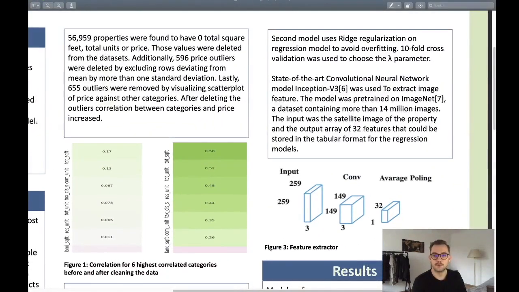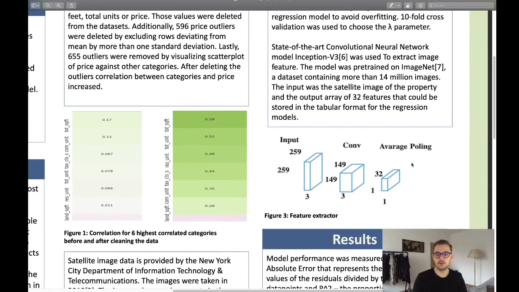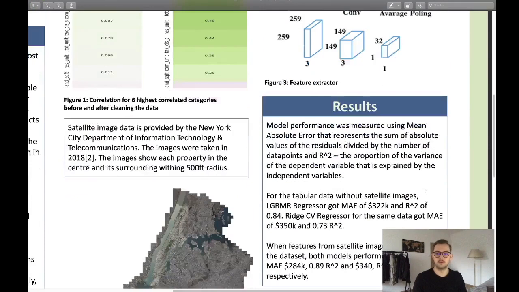And the second model uses ridge regularization and tenfold cross-validation to choose the lambda parameter. To extract visual features, I have used Inception v2, trained on ImageNet, and only the first layer was used because I wanted to have the most general visual image features. After average pooling, only 32 features were extracted that could be stored in the model.